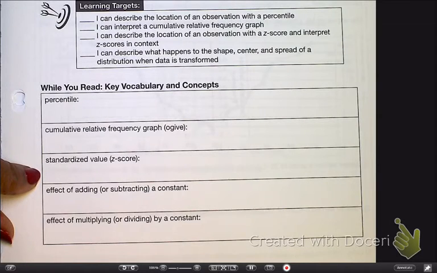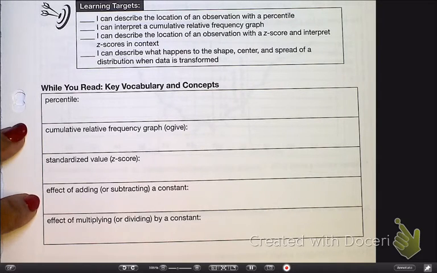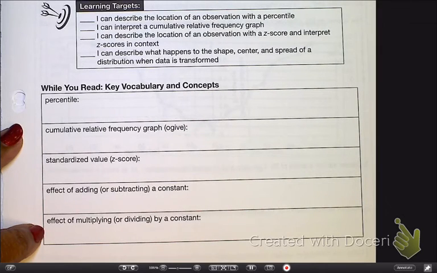How to standardize. Remember, when you see the word standardized value, you're looking at the idea of Z-score. The effects of adding or subtracting a constant, effects of multiplying or dividing. Make sure you've written down this term. This term is referring to transforming the data.